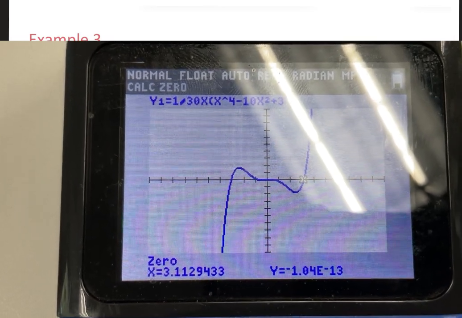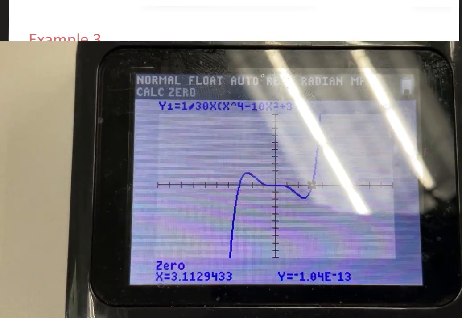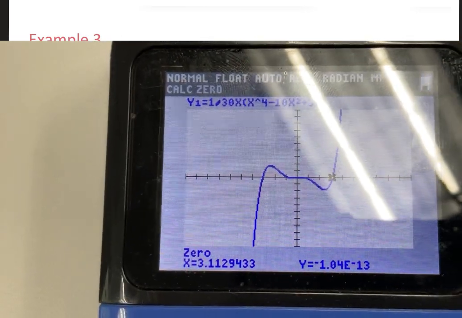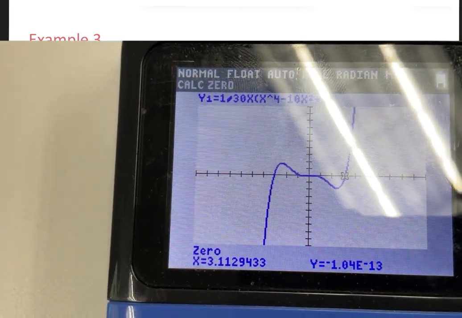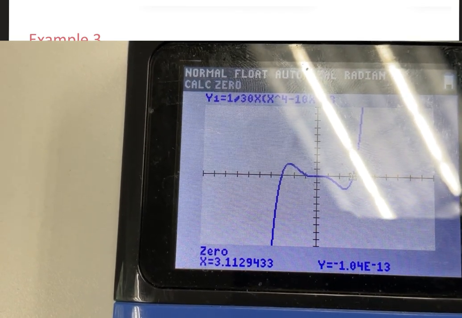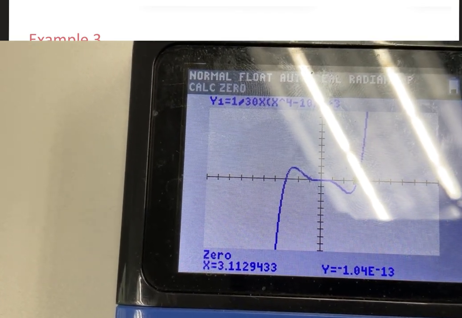Questions? I promise you their quiz is not going to have this many zeros, but it does have multiples, so you need to make sure you know how to find them, okay? And eventually we could get here. So you need to make sure you're really comfortable with the graphing calculator. You don't want the calculator to be the thing that throws you off.